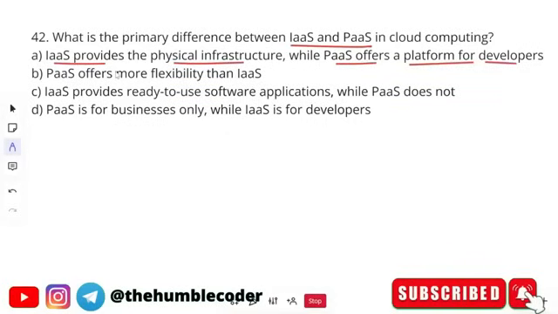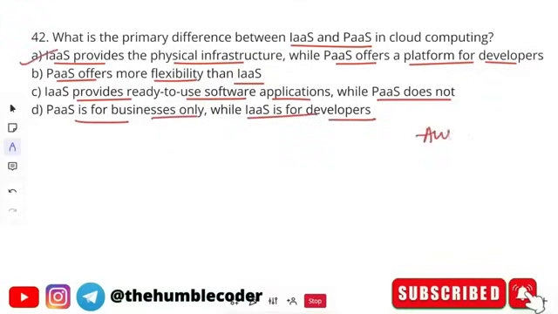Okay, let's see the next question that we have. Next option that we have. PaaS offers more flexibility than IaaS. IaaS provides ready-to-use software applications, while PaaS does not. PaaS is for business only, while IaaS is for developers. So guys, the correct answer for this is option number A, which is IaaS provides physical infrastructure, while PaaS offers a platform for developers.